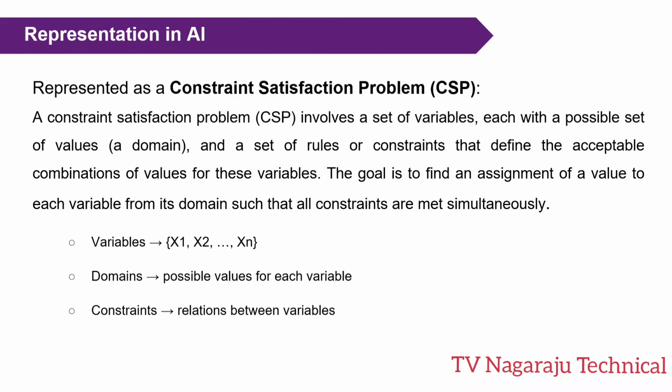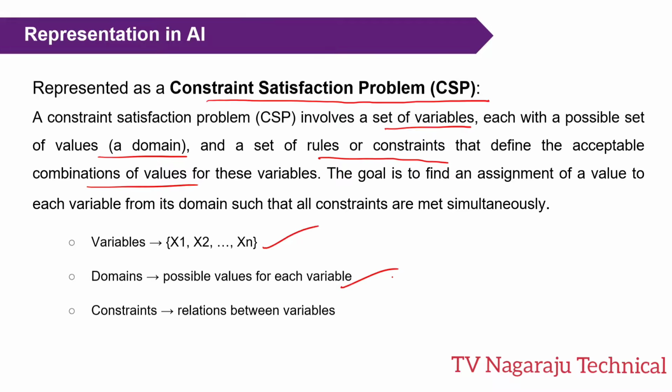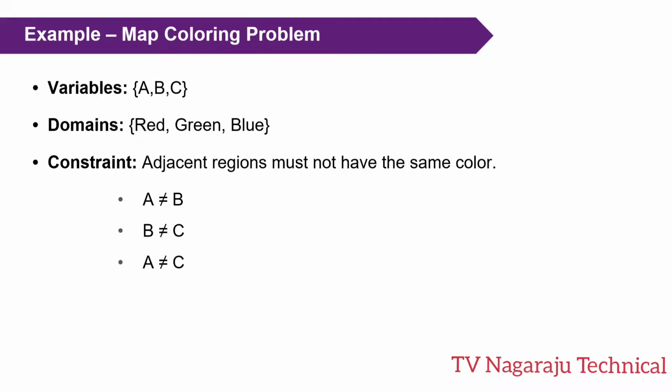Now, how do we represent constraint propagation in artificial intelligence? It is represented as a constraint satisfaction problem. Again, the concept is the same. It involves a set of variables, each variable with a set of values, and we have a set of rules or constraints that define the acceptable combinations of values. For example, these are different variables, the possible values and the possible constraints. Now we will move to one example, then it is very easy.